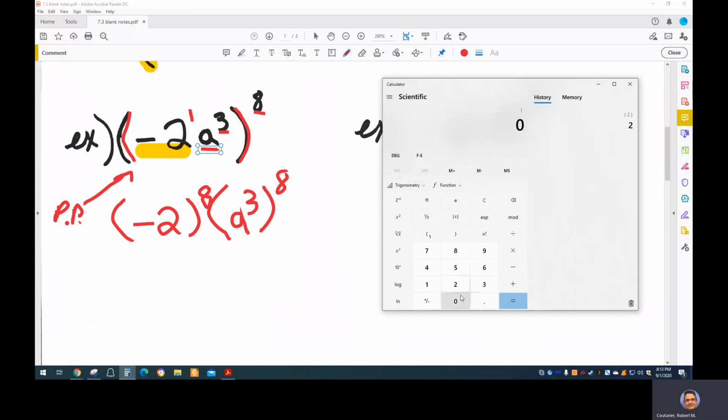So open a set of parentheses, -2, and then we're going to raise that to the power of 8. If you're raising something to the power of 8, this calculator, again, is different than the ones we used in class because my normal class calculator isn't working. You raise it to the power of 8. And that comes to 256.